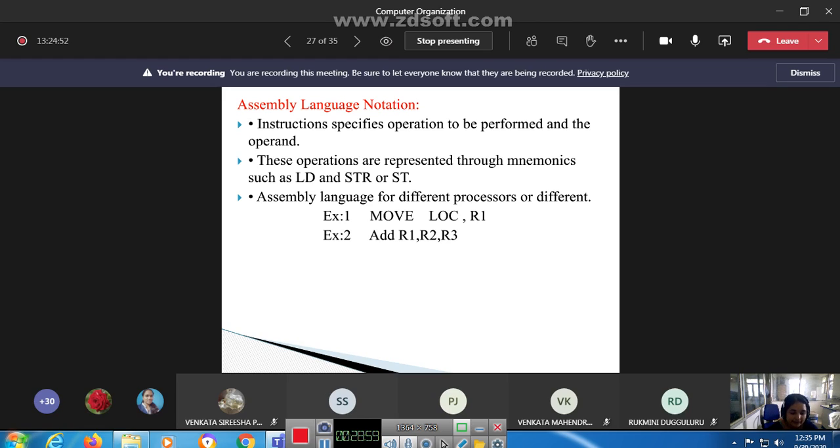The content of the location is unchanged by the execution of this instruction, but the old content of the register R1 is overwritten. The second example, adding two numbers contained in the processor registers R1 and R2 and placing their sum in R3, can be specified by the assembly language statement Add R1, R2, R3.